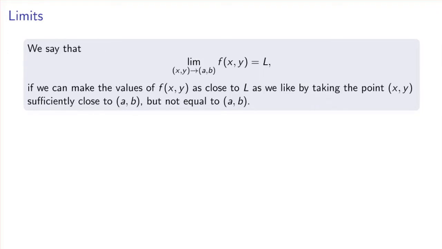Now the definition of limits for functions of two variables is pretty much the same. So we say that the limit of a function f of x, y as (x, y) approaches (a, b) is equal to L if we can make the values of the function as close to L as we like by taking the point (x, y) sufficiently close to (a, b) but not equal to (a, b). So again, roughly speaking, as (x, y) approaches the point (a, b), the value of the function approaches L. And just as before, we can make this statement precise mathematically.